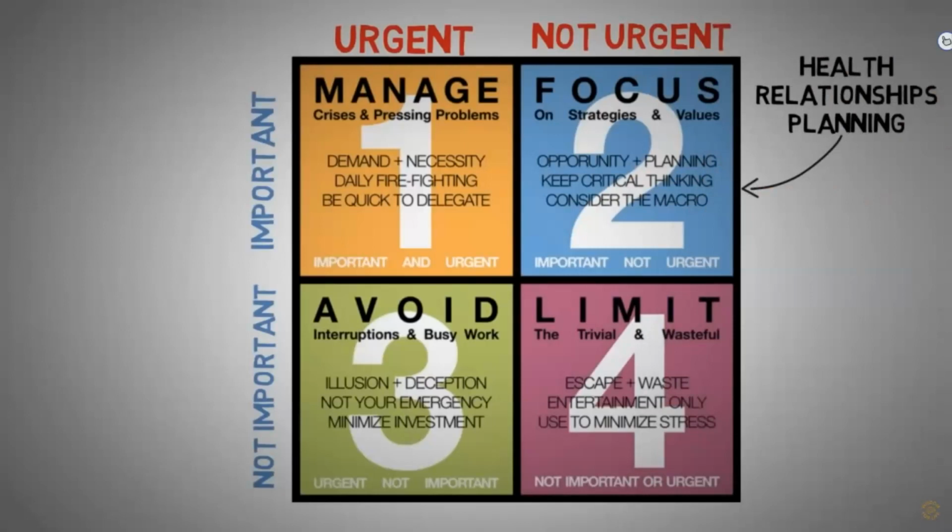Quadrant 3 activities are not important and urgent. So most of us spend our time here, right? Interruptions, some meetings, some phone calls, and other people's emergencies. And then quadrant 4 are not important and not urgent. These are a waste of time, busy work, some emails, some phone calls, and so on.